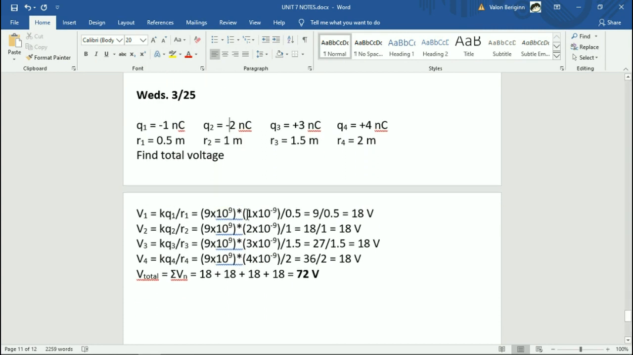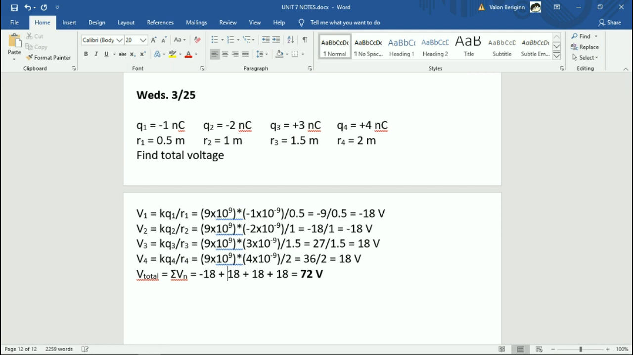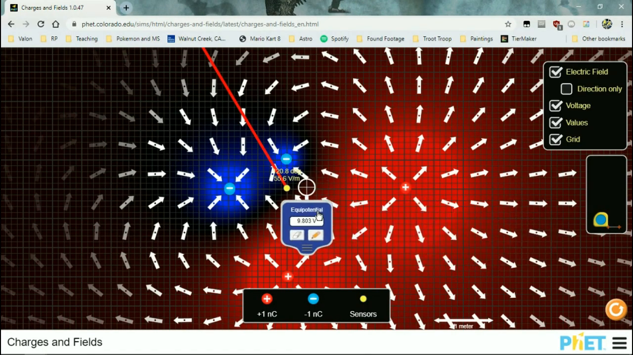So if I did that, this would become minus, and this would become minus, which means this would become minus, and this is minus, which means minus. So then it doesn't become 72, it's now 0. And let's double check that. Yep, that's pretty close to 0.